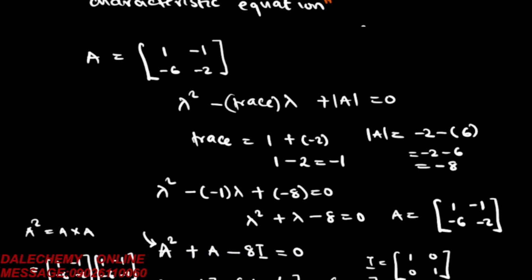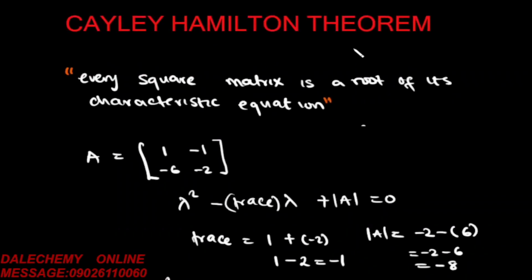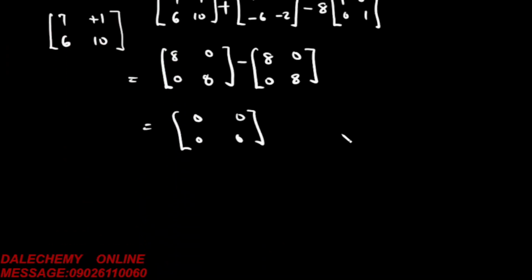So we can now see that every square matrix is a root of its characteristic equation, and that's how to verify this Cayley Hamilton theorem. This is very useful for finding the minimal polynomial of a matrix. I'm going to show that in the next video.